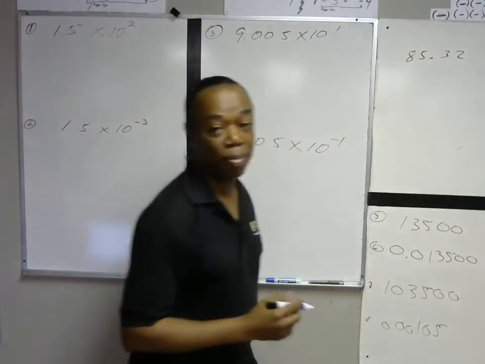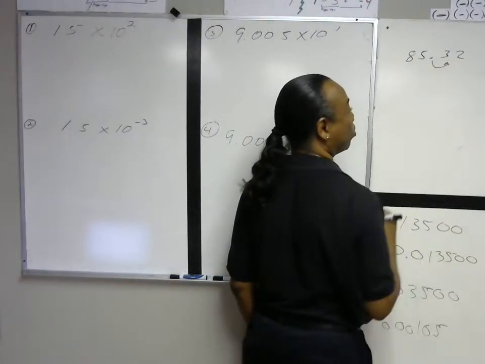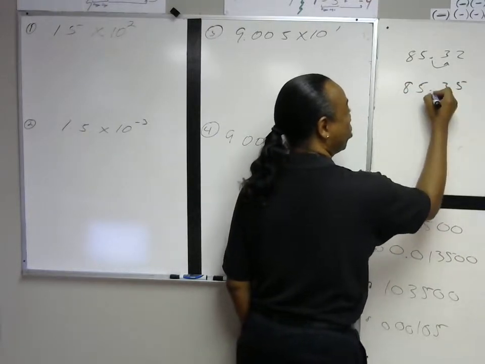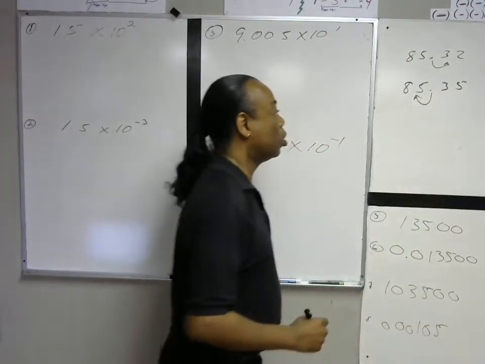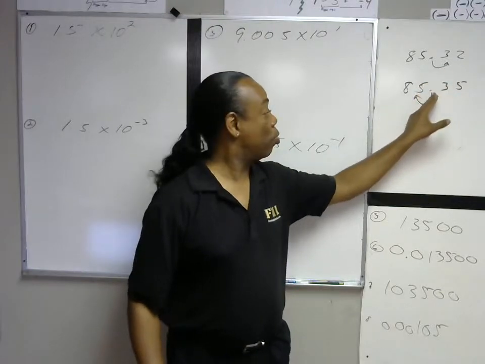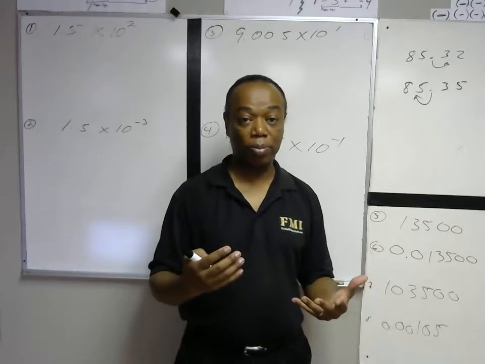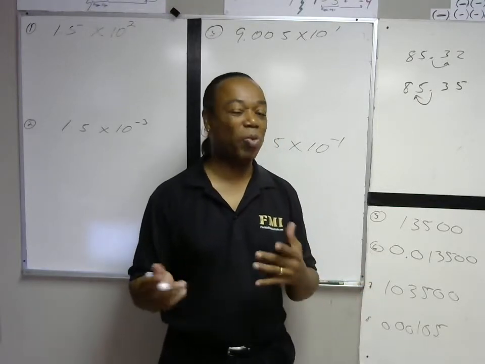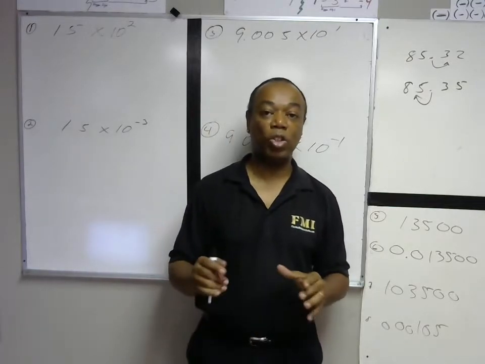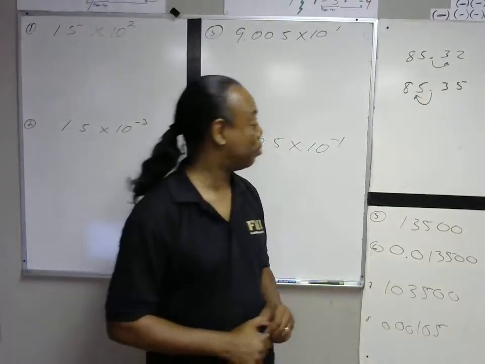Any number can be made larger if you move the decimal this way. Any number can be made smaller if you move the decimal to the left. So moving to the right makes a number larger. Moving a decimal to the left makes a number smaller. So think of large and small instead of left and right, because left and right kind of changes from time to time, depending on what you're doing. But larger and smaller remain the same when you're doing scientific notation. So let's look at that.